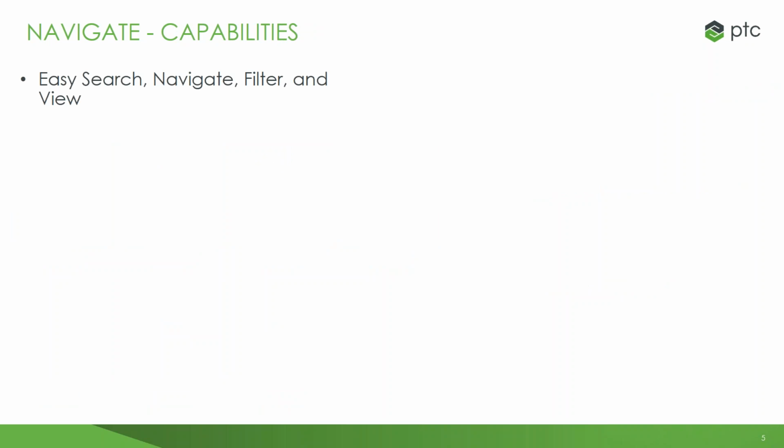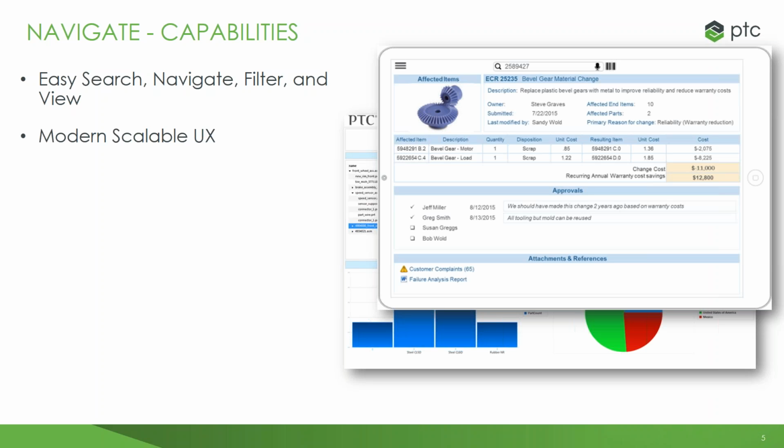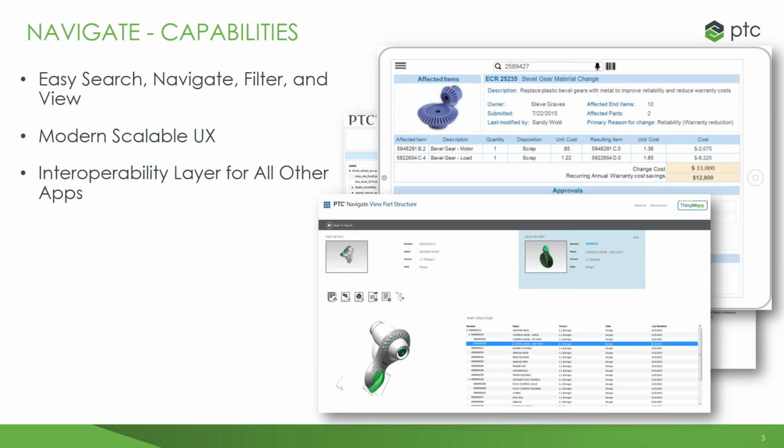So going with some capabilities further. Navigate is really designed to be a very easy to use tool. It implements very easy searching, navigation, filtering, and viewing, and has a modern, scalable user experience. So the idea here is to make it something that we're used to seeing every day, such as a mobile device, our smartphones, having these applications that we click with the touch of a button, and we have all of our information displayed in front of us, exactly what we need. It has an interoperability layer for all other applications, so it's highly integrated, and it has seamless integration from all these multiple systems. Not only Windchill, you can leverage other systems as well, and I will get into that in a few slides.